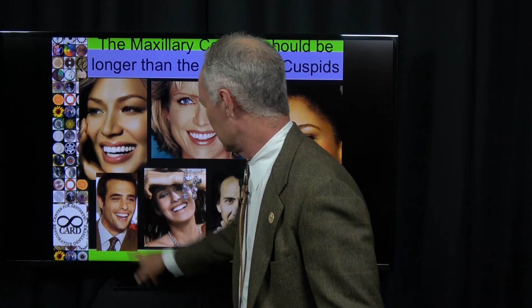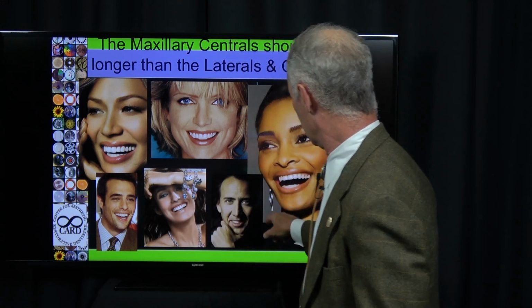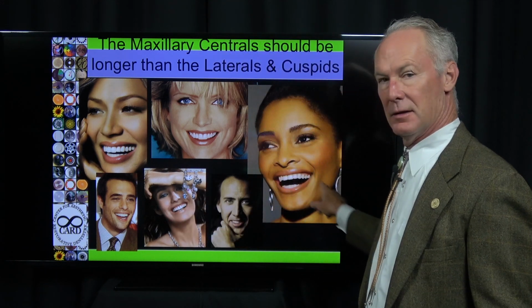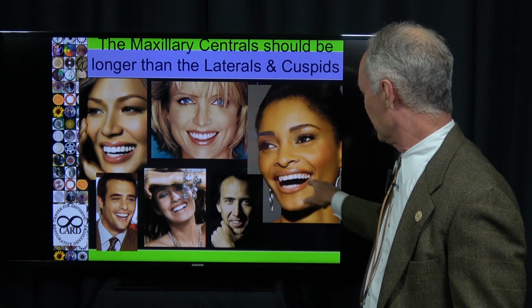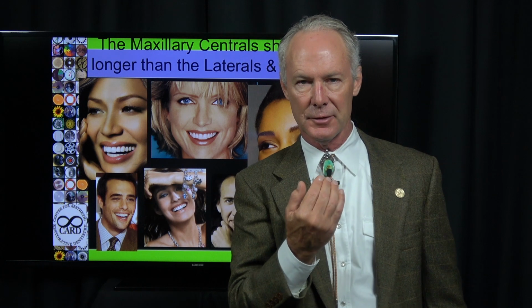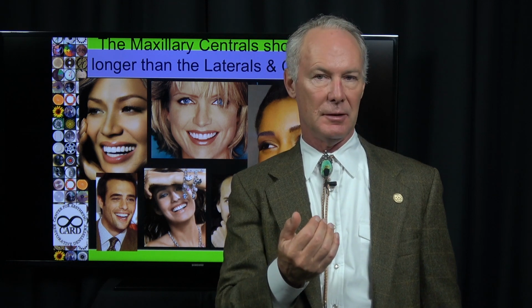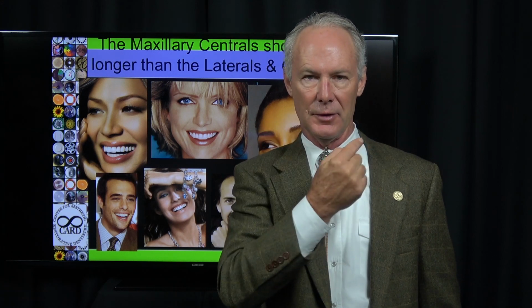This is good, good, good, good, bad. See how that looks funky? Weird, strange, because it's a reverse curve. So you would want to lengthen those teeth enough that the centrals are the longest teeth. Now, how much do you lengthen them? Enough. If the patient is going from a reverse curve to the proper length, you don't want to make the teeth that long. Just lengthen them enough so that they are the longest teeth.